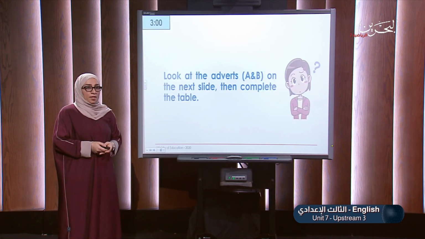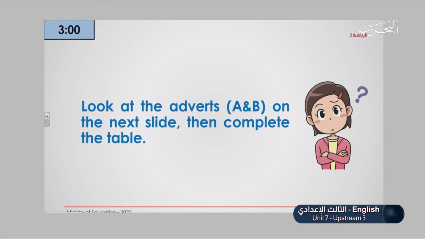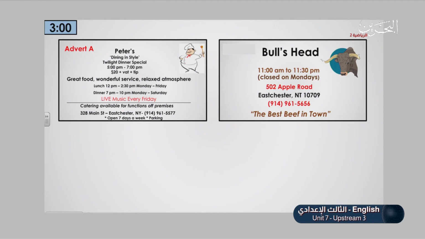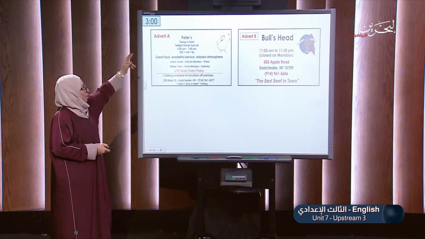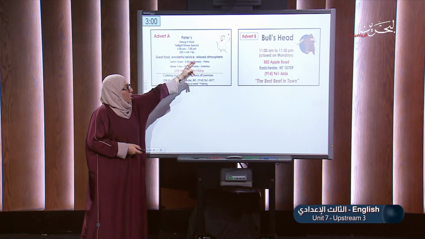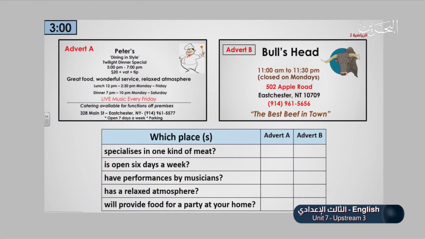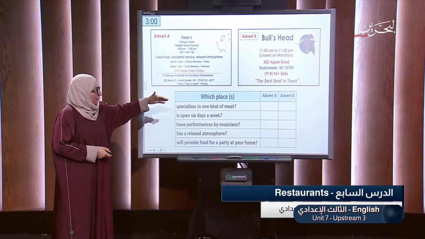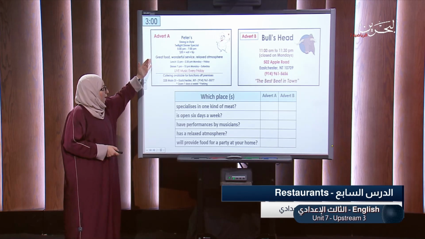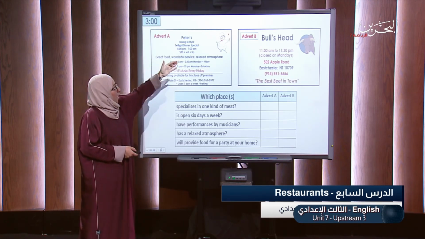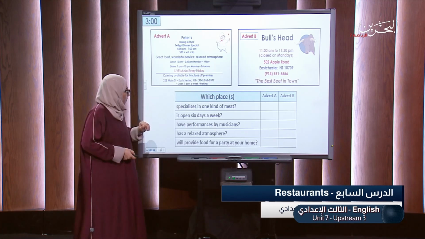Task 1. Look at the adverts A and B on the next slide, then complete the table. Here you have two adverts, advert A, advert B. Now, as you can see, you have a table here. We will go through them to find out which place has these items. For example, advert A, the place is Peter's, advert B, the restaurant is Bull's Head.